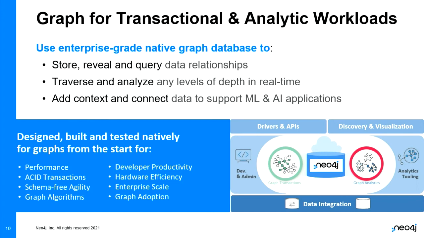So again, the next step you need to do is really look at an enterprise-grade graph database technology, not just open source or something that's somebody's throwing together. So you need a database that's really designed for the enterprise and for commercial purposes in order to really get business value out of it. So that database should store, reveal, and be able to query those relationships, traverse and analyze the data.